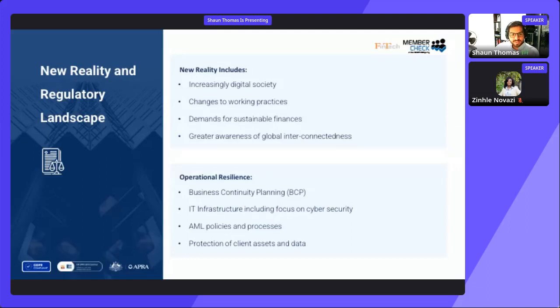Regulators will demand that firms take greater care of customers. The strong governance and good conduct have long been regulatory imperatives, but as we look ahead to firms' duty of care, they will be reshaped and brought to the forefront. In addition, a focus on operational resilience will move to the top of the agenda, and part of that will include business continuity planning, IT infrastructure, including a heavy focus on cybersecurity, AML policies and processes, and the protection of clients' assets and data.